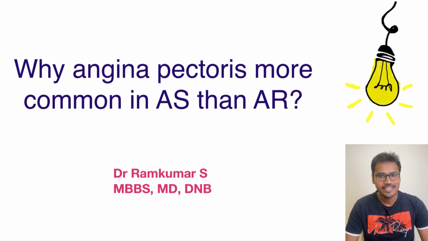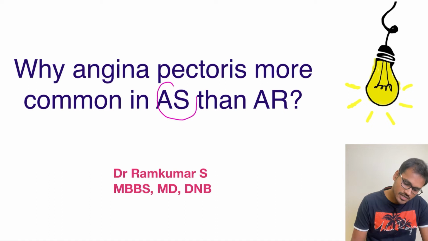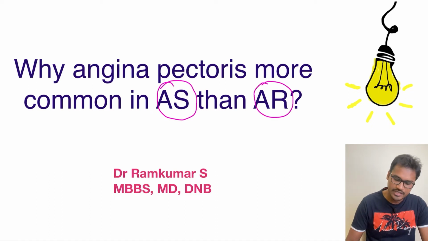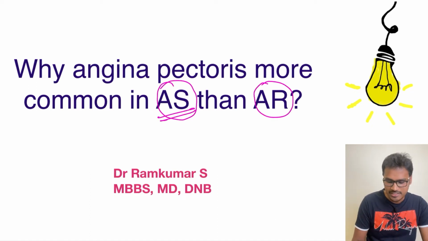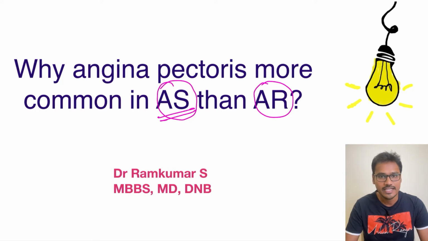Hello everyone. In today's Explain Why series, we are going to understand why angina pectoris or myocardial infarction is more common in aortic stenosis than aortic regurgitation. Here AS is aortic stenosis and AR is aortic regurgitation. Aortic stenosis will cause severe forms of angina. Let's try to understand the reason behind it.